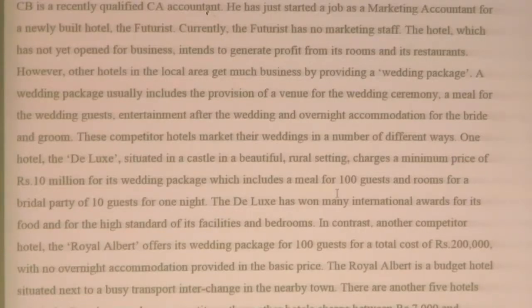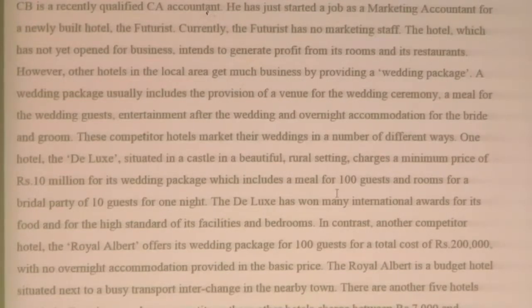10 million rupees, 10 million. I would say in Sri Lanka, for an average family, a wedding will maybe cost about, I don't know, about 30 lakhs. So you are looking at something like 3 million. I would say 3 to 4 million, but 10 million would be a luxury status. 10 million is a lot of money, that is 100 lakhs. Anyway, the Deluxe has won many international awards for its food and the high standard of its facilities and bedrooms.